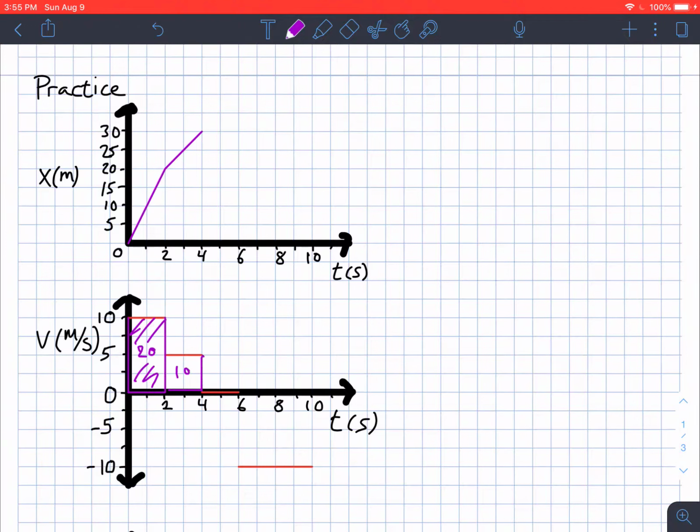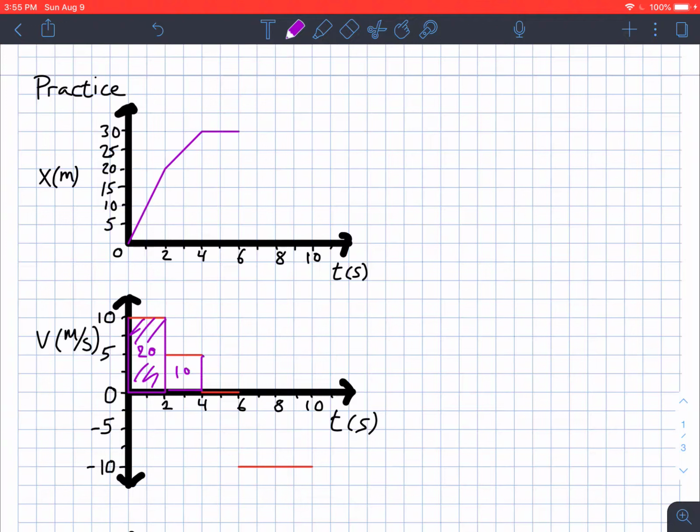Okay? Now this next segment's a little bit weird. How tall is the rectangle that I draw between the red line and the axis? Well, the red line's on the axis. So there is no rectangle. It has no height. There's no area. That means that I don't go anywhere. My position is at 30 and it stays at 30. Okay, so I get a flat line there.